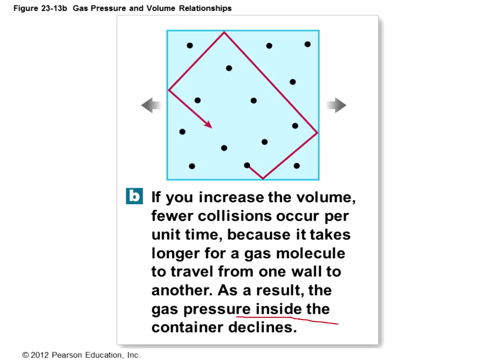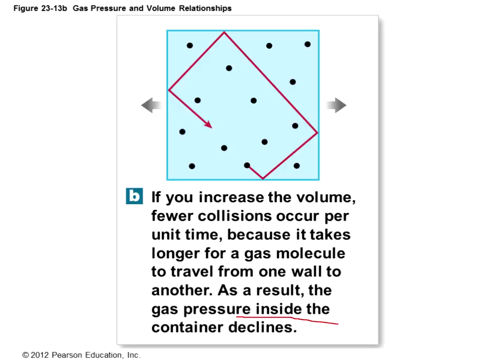Because there's going to be less collisions occurring, the pressure inside the container declines. So there's a direct relationship. Again, if you change the amount of gas, obviously that's going to change things. But if you're looking at a set amount of gas and a set container size, a smaller container will increase pressure, and a larger container will decrease pressure.